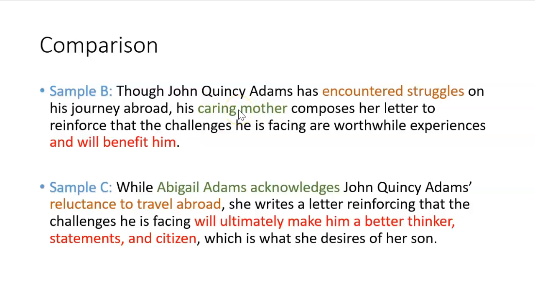Whereas in sample C, we see that she is acknowledging his reluctance. So we see that she's more sympathetic and that she desires her son to be a better thinker, statesman, and citizen. So we are getting more of the purpose, the exigence, the writer, the audience in sample C. It takes time to be more specific, and so that is why sample C is the stronger of the two. Sample C is still not perfect. It still does not address the context, so we could even make sample C a stronger summary of the rhetorical situation.